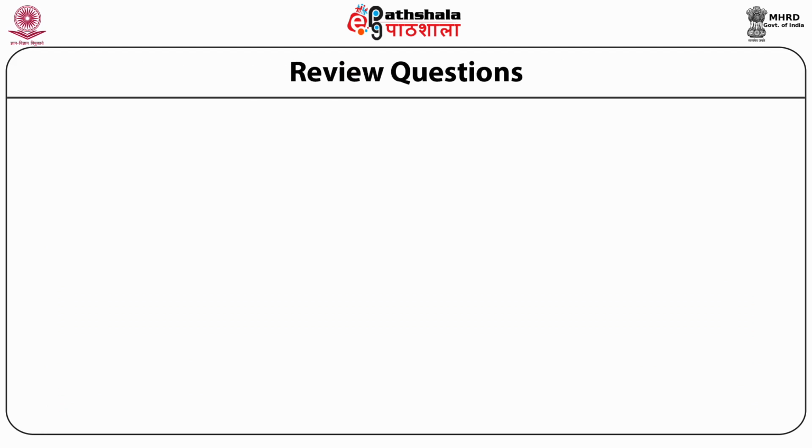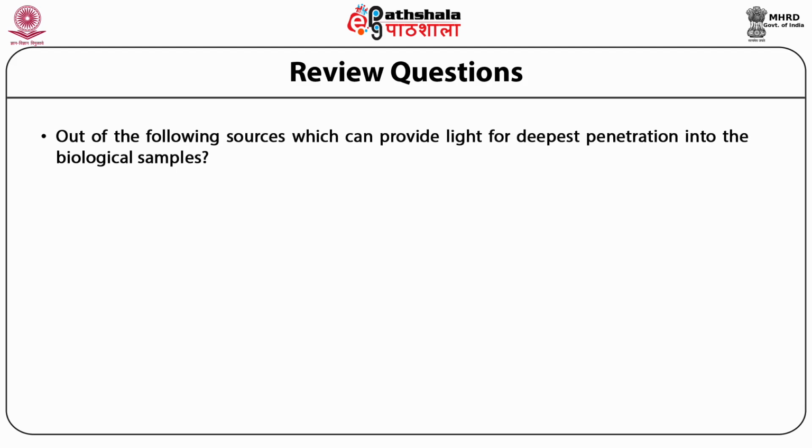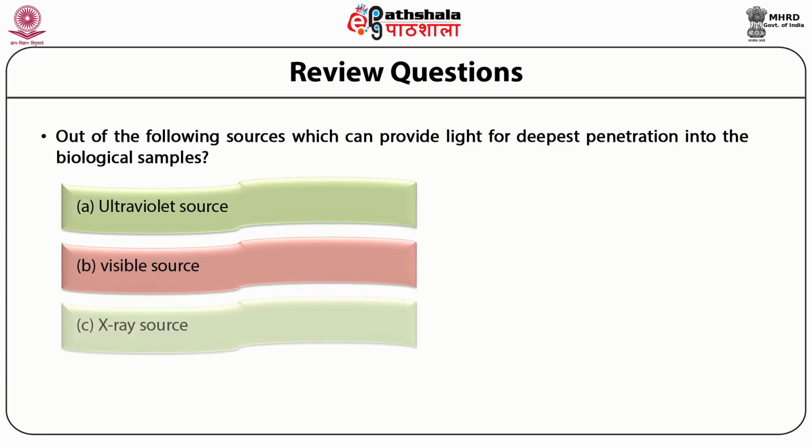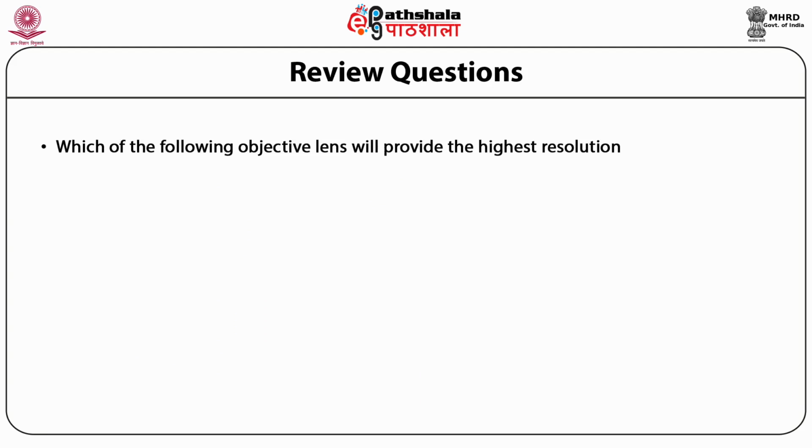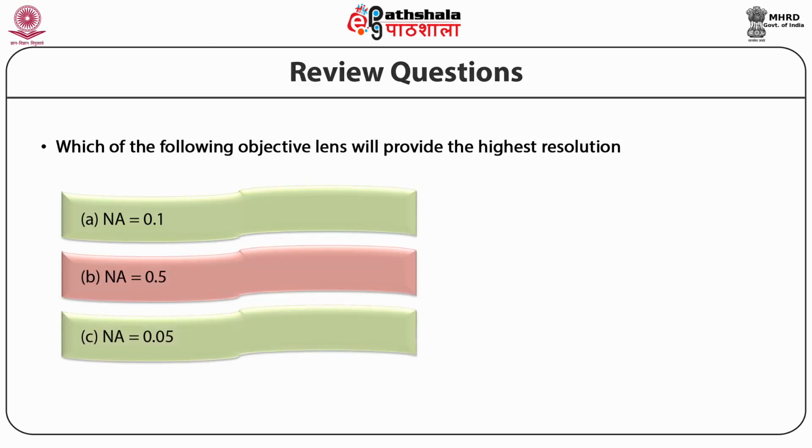Let's quickly review what we learned so far in this module through some questions. The first question we would like to ask is the following. Out of the following choices for the sources, which can provide light for the deepest penetration into the biological sample? Will it be an ultraviolet source, a visible source, an X-ray source, or a far infrared source? Second question: which of the following objective lenses will provide the highest resolution? We are talking about an objective with numerical aperture 0.1, 0.5, or 0.05.